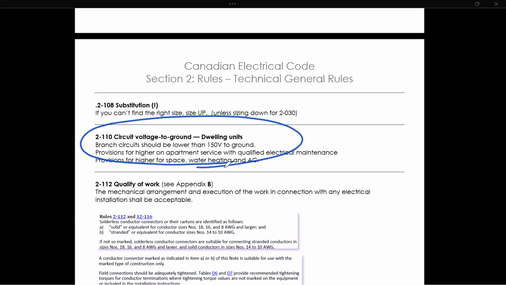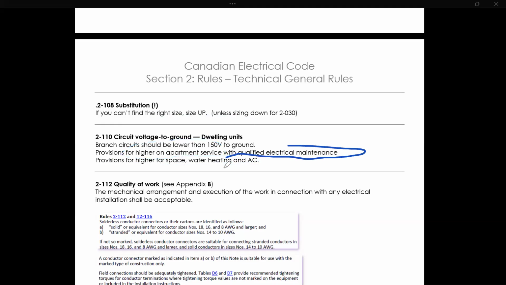And lastly, 2-110, circuit voltage to ground in dwelling units. Branch circuits should be lower than 150 volts to ground. Provisions for higher voltage on apartment service can happen with qualified electrical maintenance on site. Provisions for higher voltage for space heating, water heating, and AC can happen. And all this rule is doing is meant to help reduce the risk of electric shock or fire in our homes.